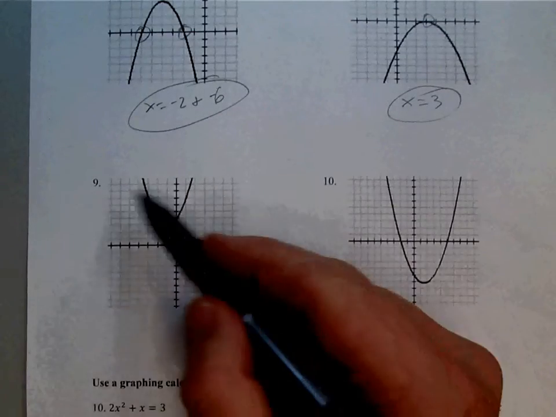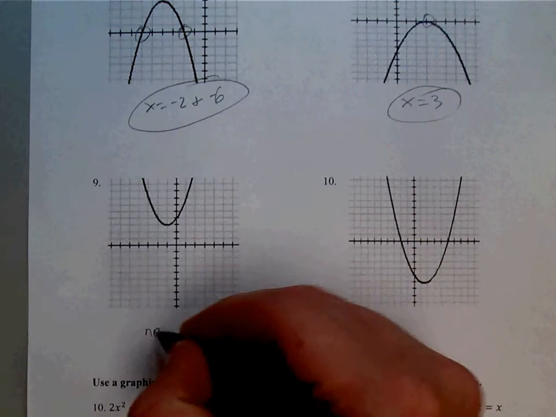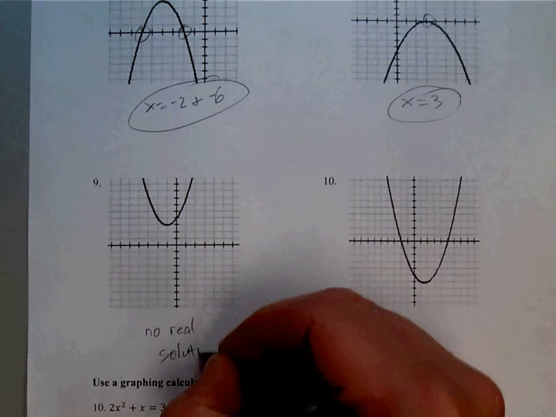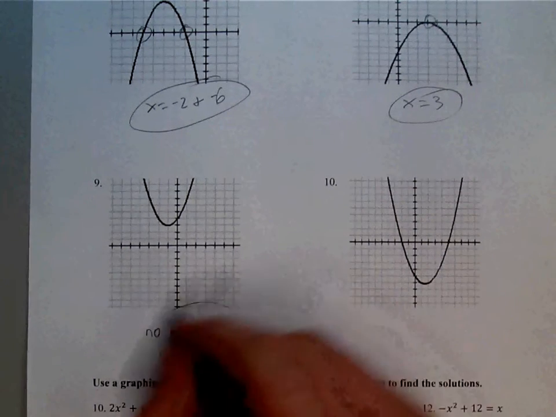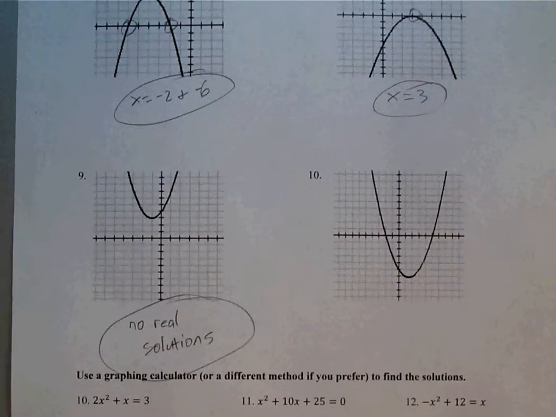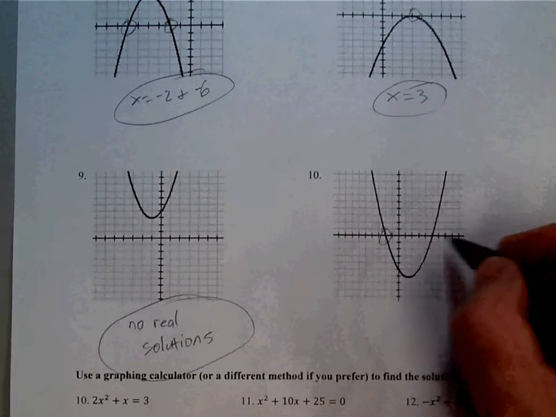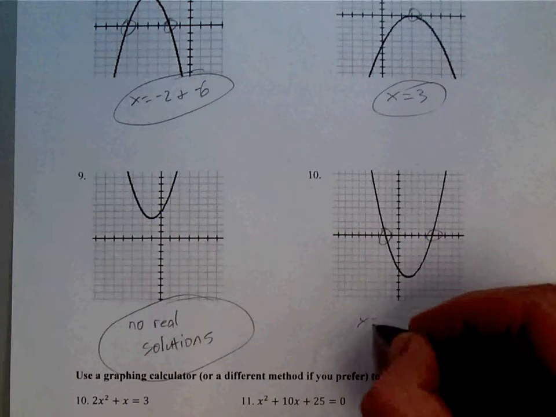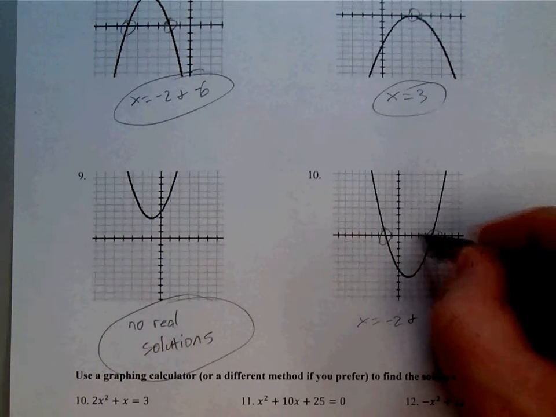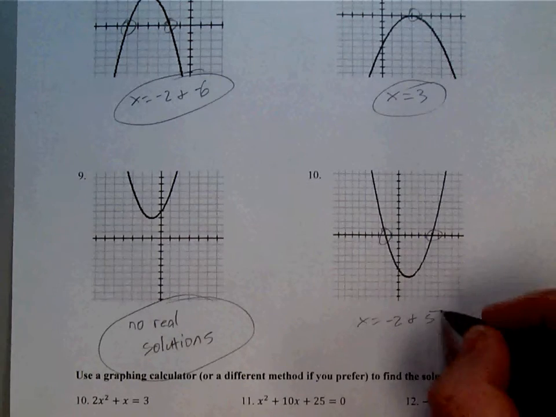Number 9, it never touches the x-axis. There is no real solution. There are actually imaginary solutions, and we learned about those earlier in the chapter, but in terms of graphing it, there were no x-intercepts, so we'll say there's no real solution. Number 10, there's 2 of them, there and there, so it looks like we get negative 2, and then 1, 2, 3, 4, 5. Negative 2 and 5.